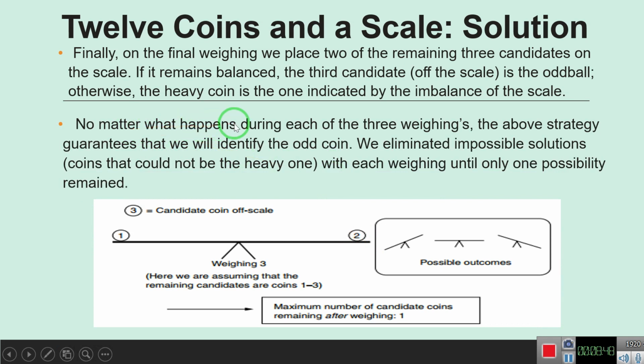So what will we get as the result? No matter what happens during each of the 3 weighings, the above strategy guarantees that we will identify the odd coin, meaning the heavy coin. So we eliminated impossible solution coins that could not be the heavy one, with each weighing, until only one possibility remained. So like this, the strategy or path should be followed to get a better solution.